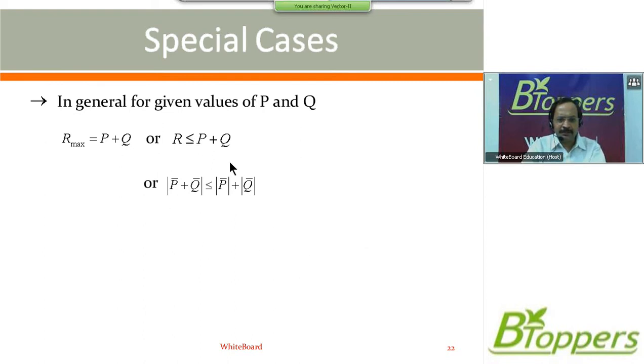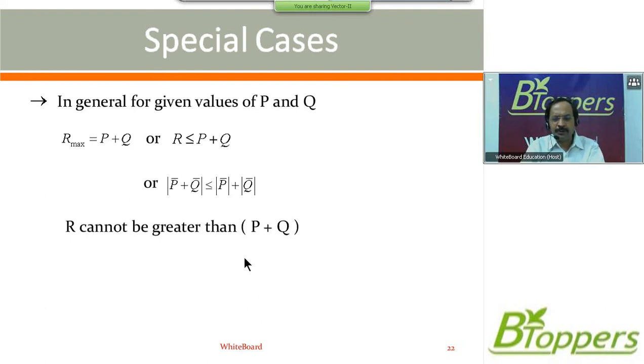Or mathematically the same relation we can write this way: magnitude of the vector sum of P bar and Q bar is less than or equal to magnitude of P bar plus magnitude of Q bar. Or you can say R cannot be greater than P plus Q. That means the magnitude of the resultant cannot be greater than P plus Q. Those who are interested to write the notes can write the summary in their notebook, but you can take a pause whenever it is required.